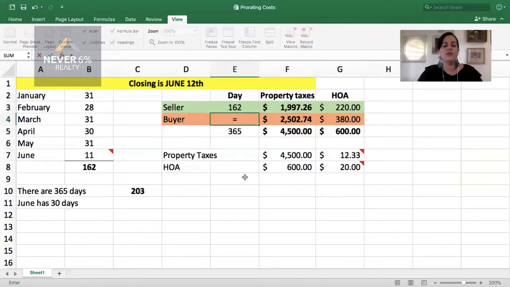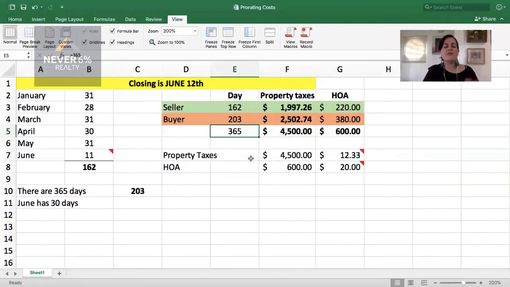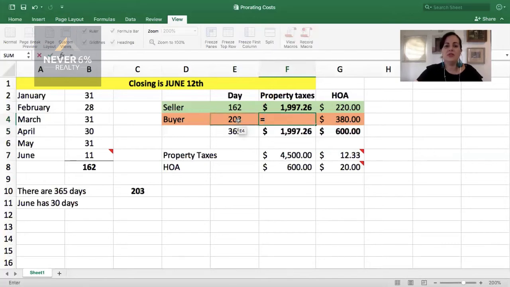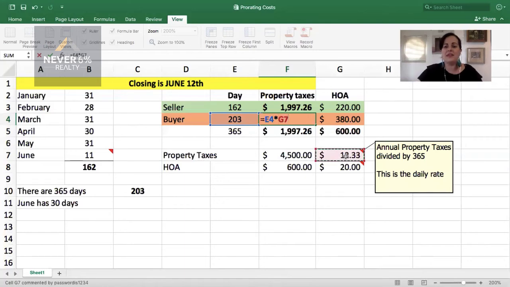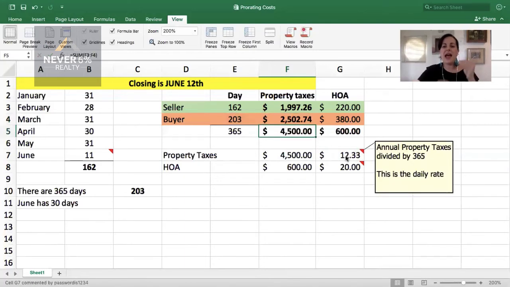Now the buyer takes over on the 12th, and then what you do here, did you see this 203? This is how I do it. I do 365 minus 162 because it's going to be the difference of the year. That means that the buyer is now responsible for 203 days of the property taxes. Again, what you do is you do equals 203 times the daily rate that we figured out at the beginning. You press enter and voila.